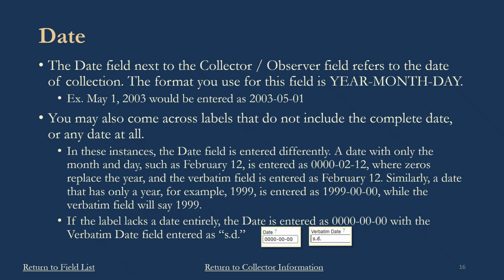The date field specifically refers to the date of collection. The format for this field is year-month-day. You may also come across labels that do not include the complete date or any date at all. To account for the missing data, enter 0 as placeholders. For example, if a date simply said February 12 with no year, you'd enter 0000-02-12. If the label lacks a date entirely, enter 0000-00-00 and enter S.D. in the verbatim date field.